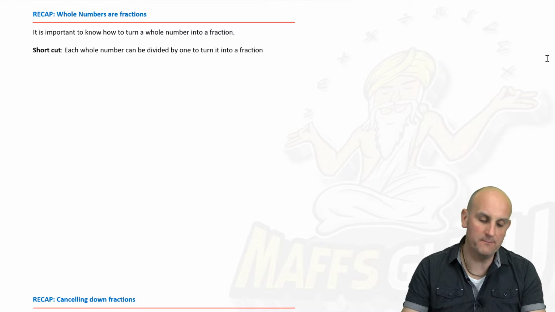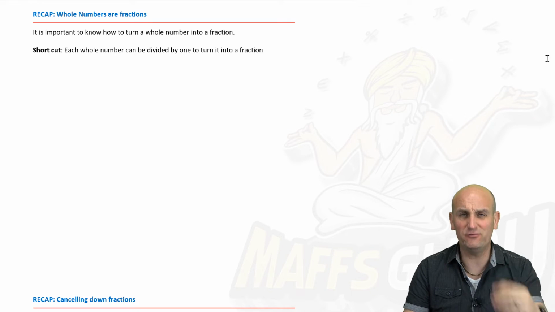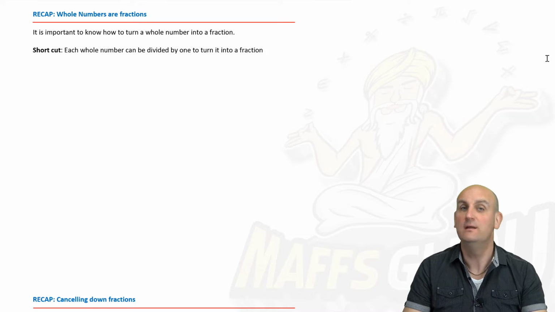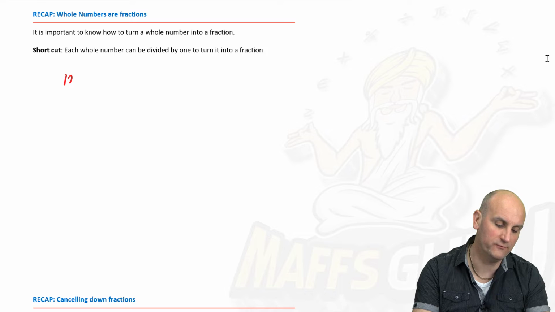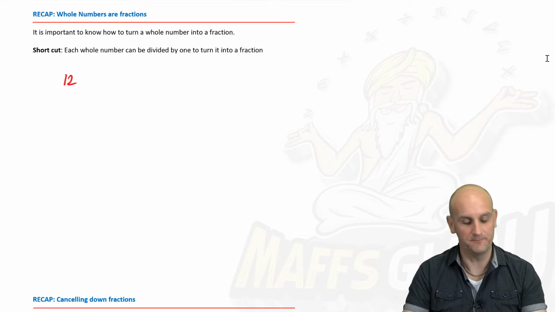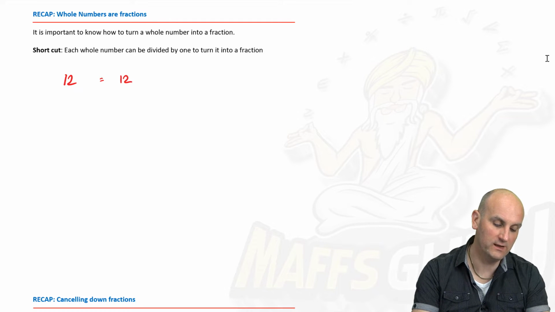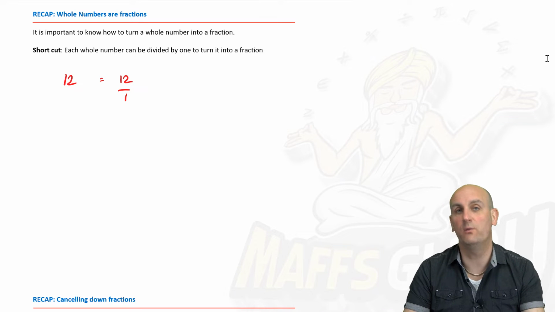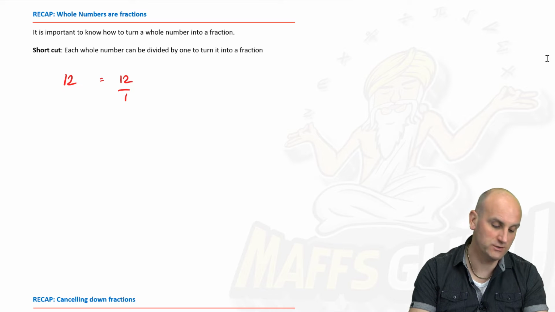Number 1, whole numbers are fractions. It is really important to know that you can turn any whole number into a fraction. So the number 12, is that a whole number? It is. And all I need to do is divide it by 1. Because 12 divided by 1 is still 12. But now you'll notice it's a fraction. 14 would be 14 on 1.